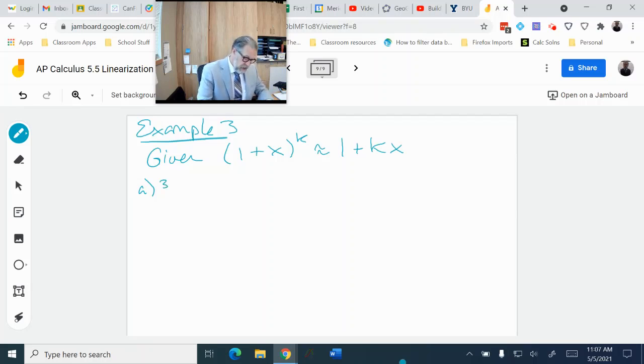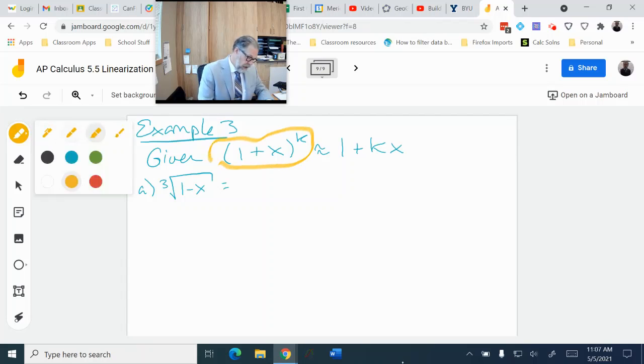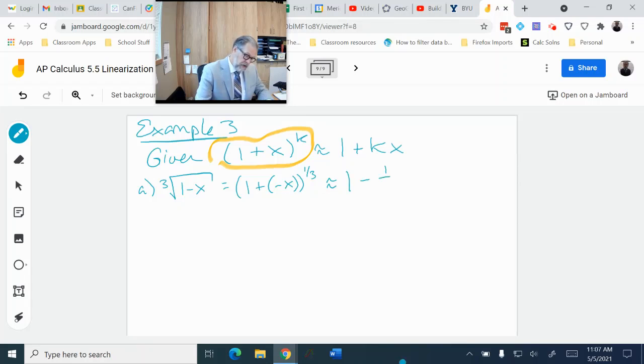First off, the cube root of 1 minus x. Well, let's rewrite this as 1 plus x to the power of k. And what we get is 1 plus negative x to the 1/3, which means that we can approximate this as 1 minus 1/3 x.